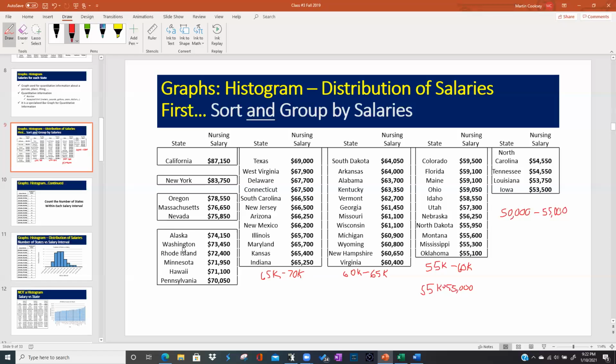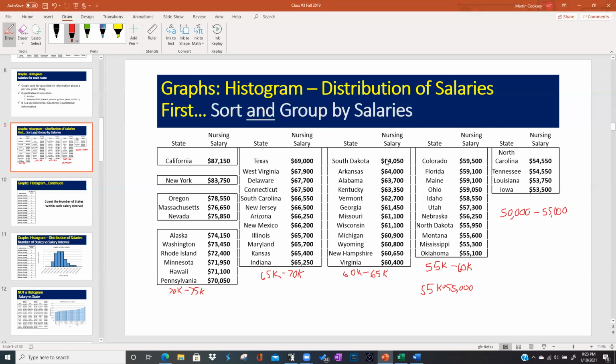And for this one right here that we have boxed together, we have 70K to 75K. And here we have 75K to 80K, and here we have 80K to 85K, and here we have 85K to 90K. So with this, we can see that we have only one state that has this high salary.